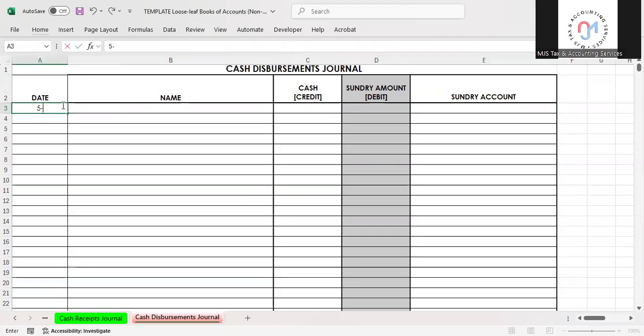So for example, today, let's say we bought some office supplies from the National Bookstore, let's say SMC side, and the amount of 5,000. So just explain it here that those are for office supplies.